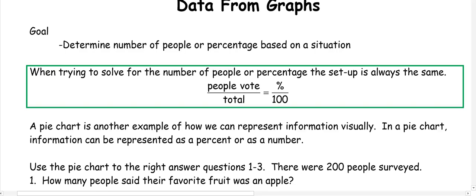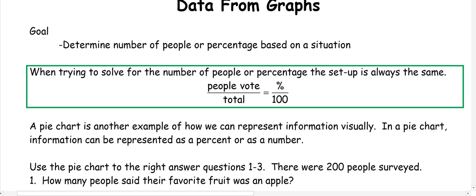This video is about data from graphs. So we're going to determine the number of people or percentage based on a situation. When trying to solve for the number of people or percentage, the setup is always going to be the same. So we're going to have the people that vote for a certain thing over the total people equals percent over 100. A pie chart is an example of how we can represent information visually.